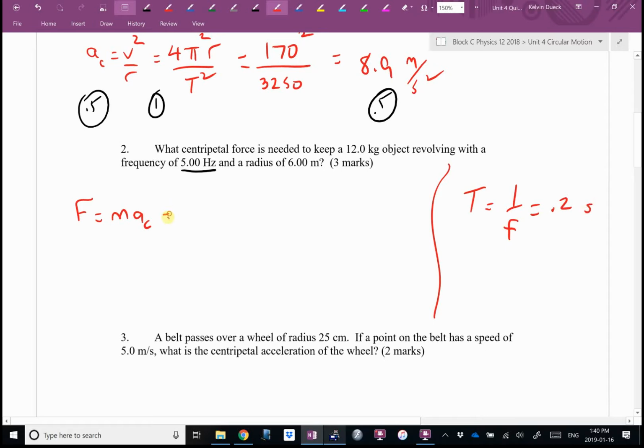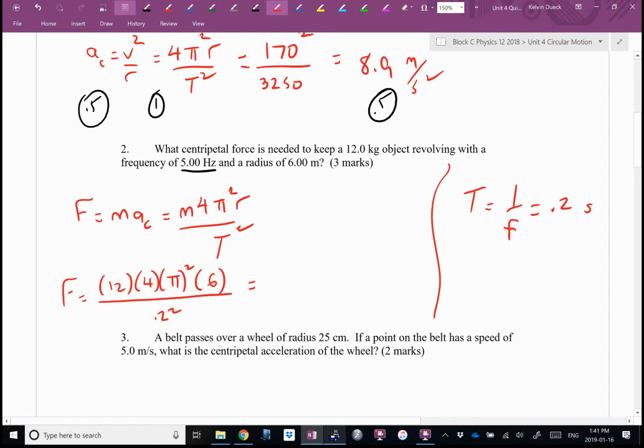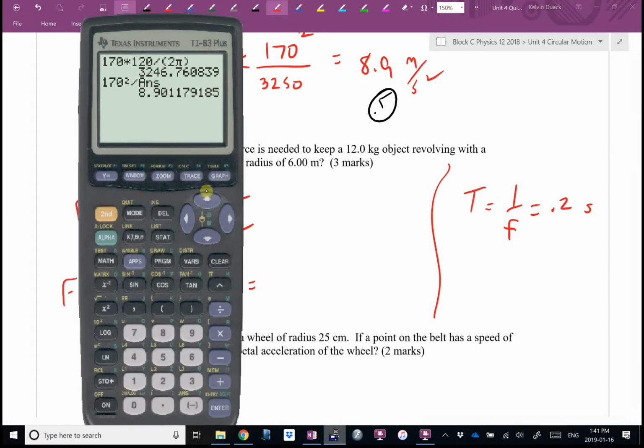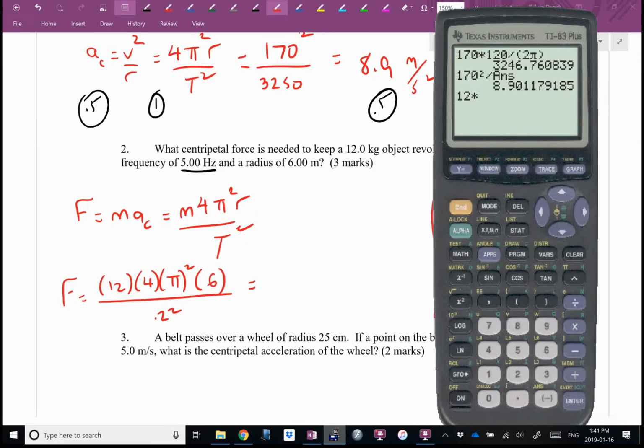So I said, okay, I'm going to use the m 4 pi squared r over t squared. I said F equals 12 times 4 times pi squared times 6 over 0.2 squared. Do you get 71,100 if I go to 3 sig figs?